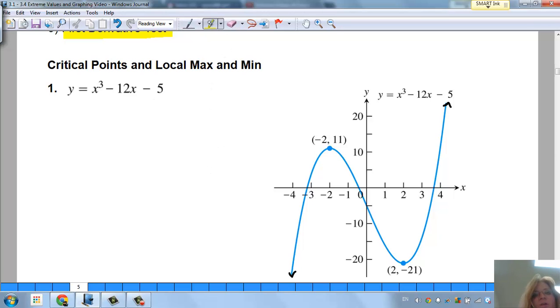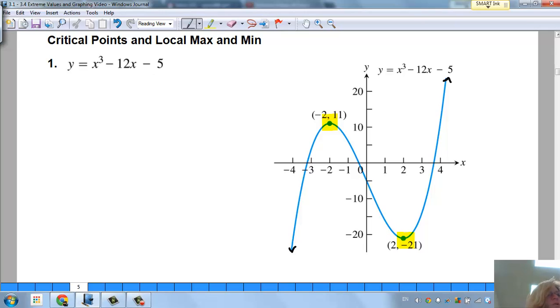Now, if I look at this graph, this looks like a local max and this looks like a local min. So basically what you're doing is using calculus to back up what you think might be true. The first step is to take the first derivative. So I'm going to change y to f prime of x. This is really f of x, so f prime of x equals, and this is an easy one, 3x squared minus 12. There is our first derivative. The math is pretty easy. Step 2: set it equal to 0 and solve for x.